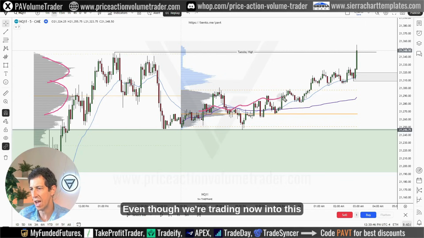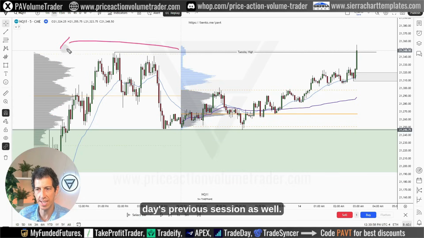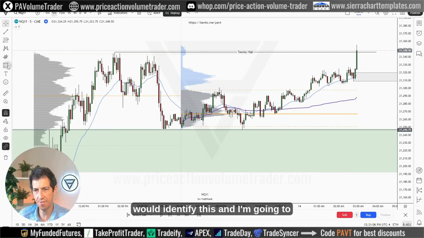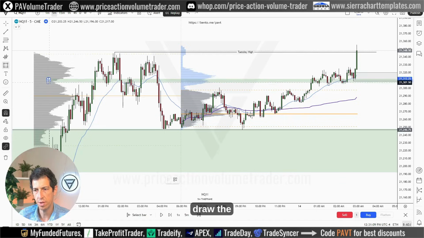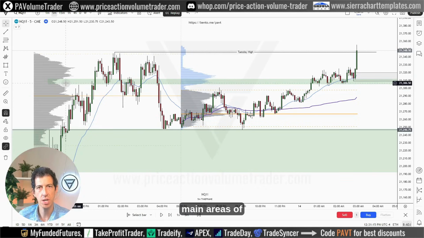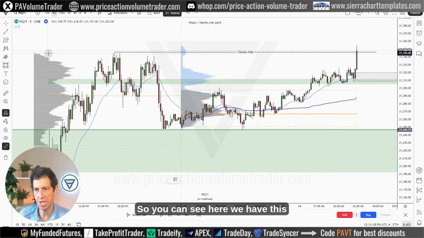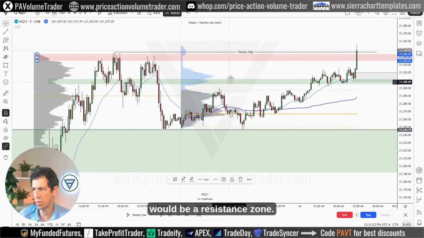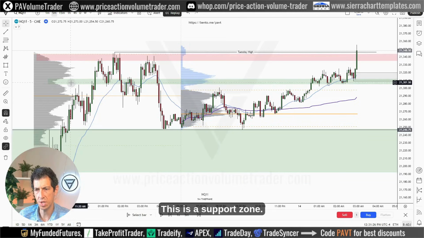Even though we're trading now into this next session and developing this profile from the session, I'm still going to reference the previous day's session as well, especially the regular market hour session. So I would identify this, and I'm going to draw the main areas of low volume nodes. You can see here, this would be a resistance zone that we came into. This is a support zone.